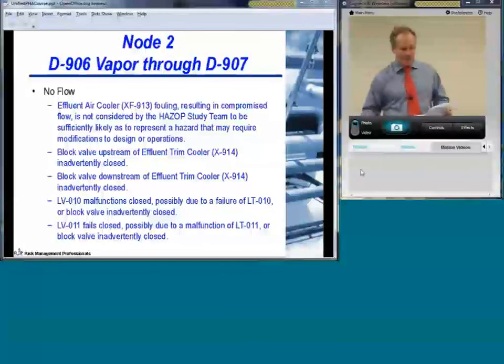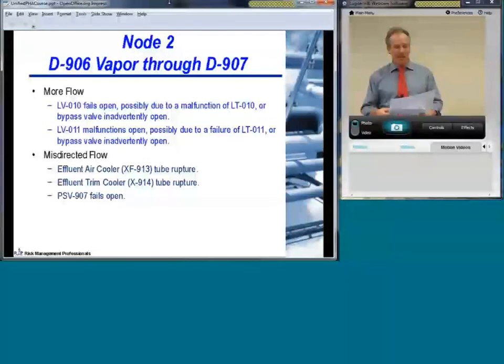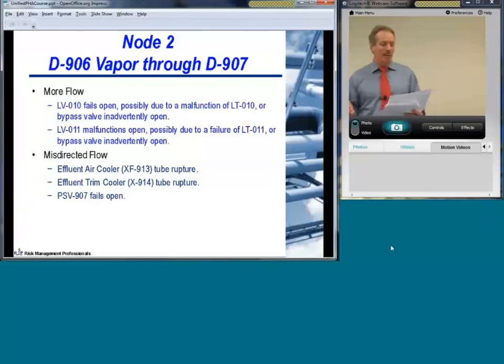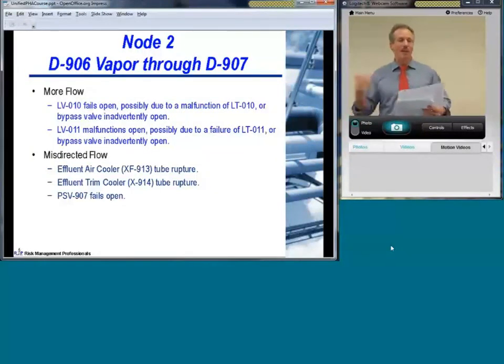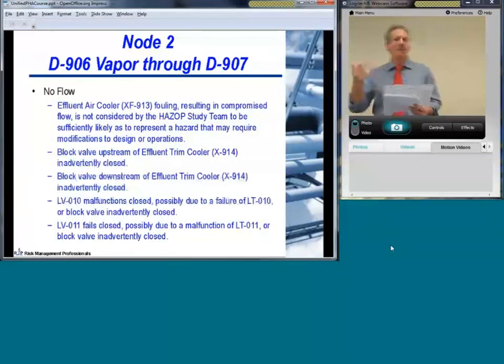Okay, so let's talk about more flow cases. In this particular case, there's not a whole lot more flow that can go on with XF913 or X914, and you could look at the bypass valve on X914 as possibly a more flow case. However, keep in mind that when you bypass a heat exchanger like this, the biggest impact may be temperature. So in this particular case, you will think ahead and realize that it might not be a flow issue, but more of a temperature issue. So you're going to hold off on that bypass valve being open until you're ready to talk about temperature.